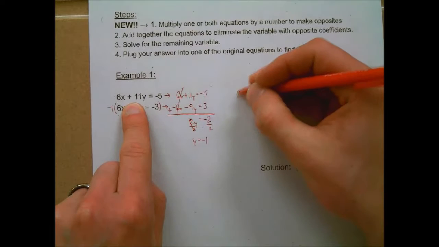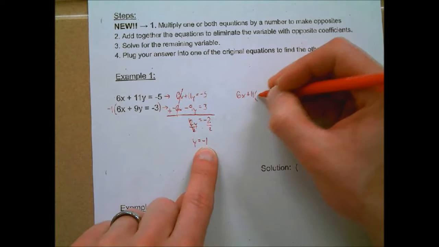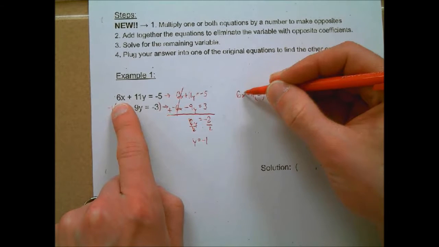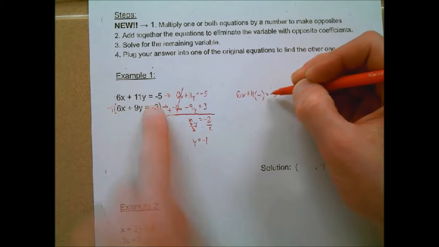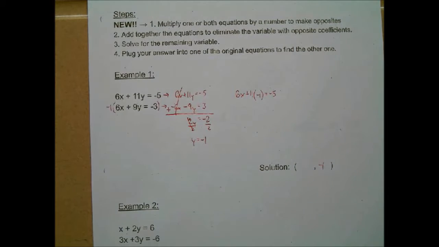This one right here? 6x plus 11, not a y anymore. We're going to plug -1 in for that y, equals -5. So it's going to be 6x plus 11 times -1 equals -5. Okay? Very good. And then we just solve from here, right?